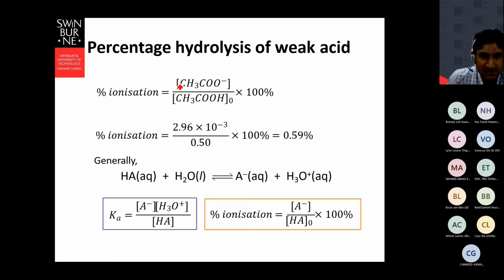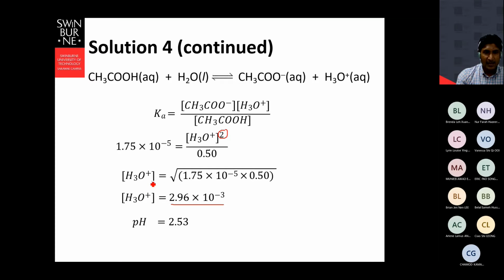Percent hydrolysis of weak acid. How do I know the percent hydrolysis of the weak acid? We started with 0.5 molar of the acid. And then here we see that the hydronium ion concentration is 2.96 times 10 negative third, right? Since we already considered that this and hydronium ion are the same, equal amount, that's why we consider powered, right?